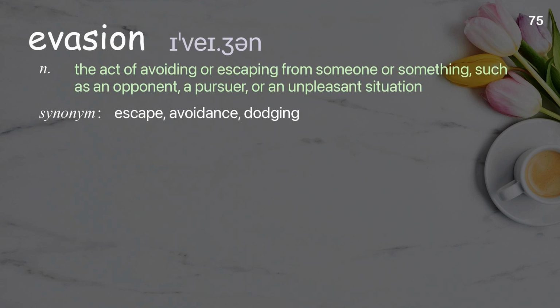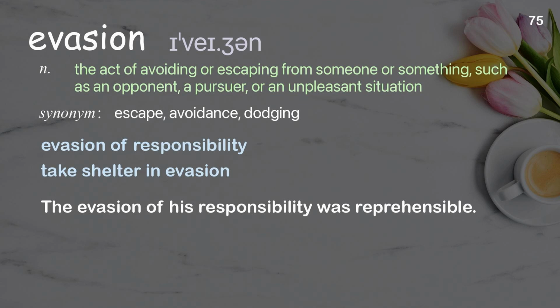Evasion. The act of avoiding or escaping from someone or something, such as an opponent, a pursuer, or an unpleasant situation. Examples. Evasion of responsibility. Take shelter in evasion. The evasion of his responsibility was reprehensible.